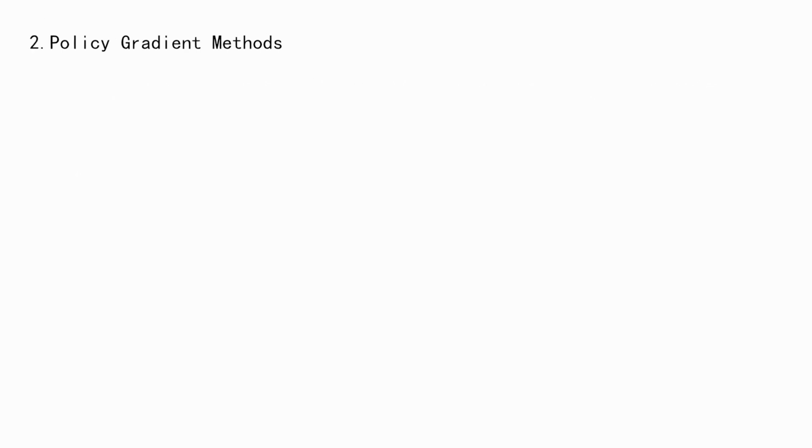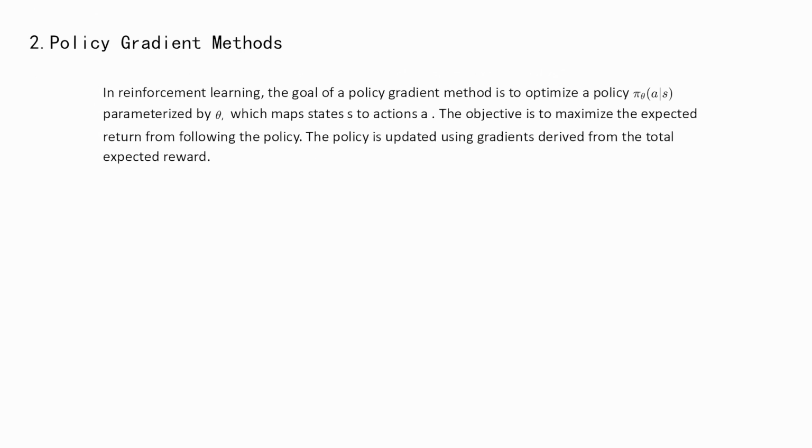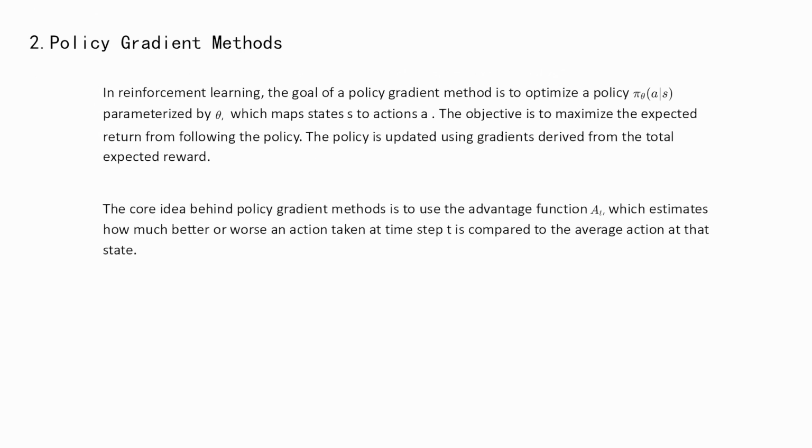Policy gradient methods. In reinforcement learning, the goal of a policy gradient method is to optimize a policy πθ parameterized by theta, which maps states S to actions A. The objective is to maximize the expected return from following the policy. The policy is updated using gradients derived from the total expected reward. The core idea behind policy gradient methods is to use the advantage function, which estimates how much better or worse an action taken at time step t is compared to the average action at that state. The objective function for policy optimization is usually defined as follows.